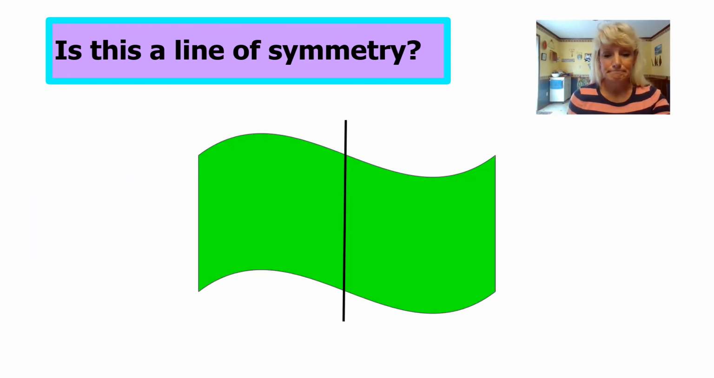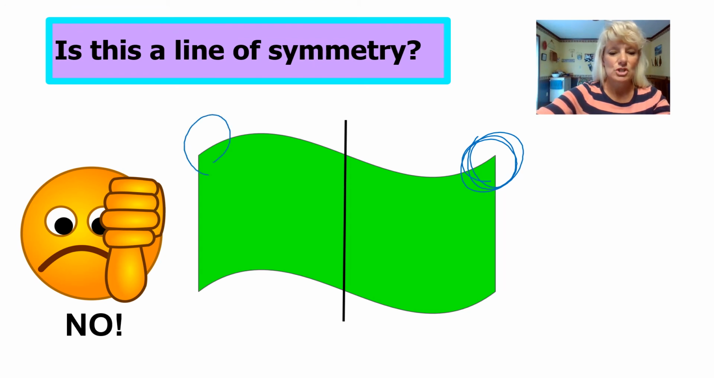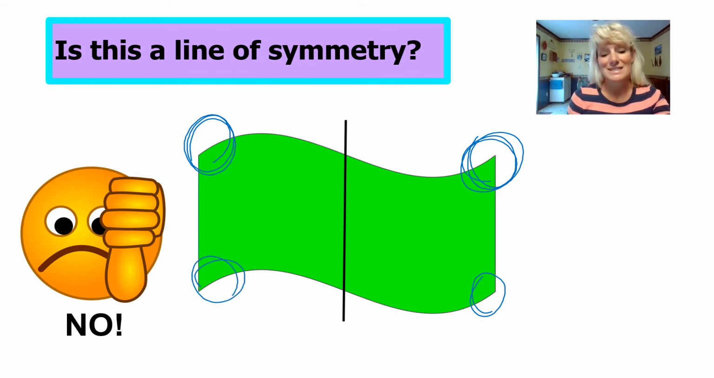What about this one? Yes? No. All right, this tricked a lot of people when we were talking in Zoom class today because you've got a point here and there is no point over here on the other side. So there's a point here and no point over here. So this is not a line of symmetry. It would not match up perfectly.